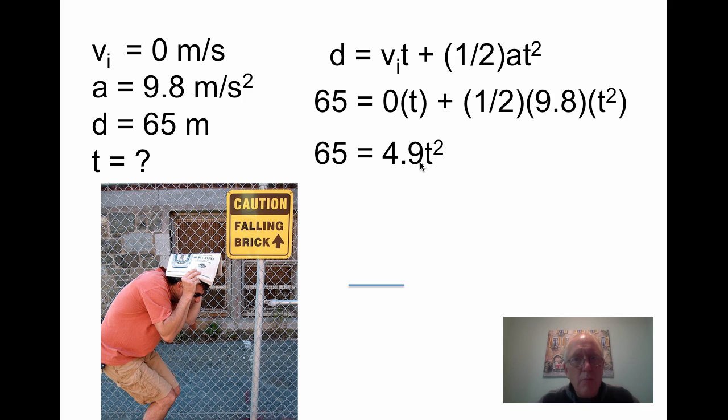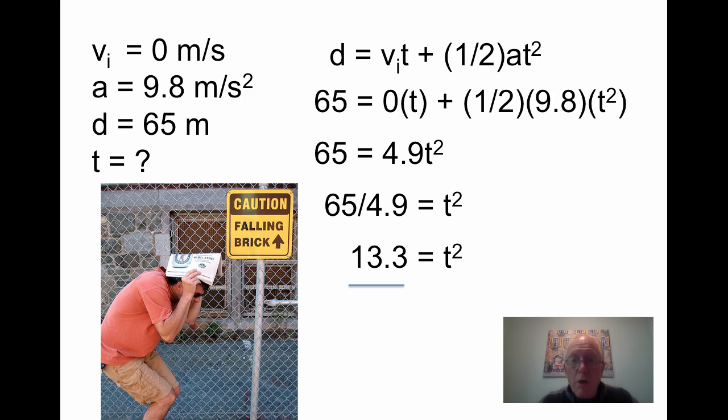So I'm going to get rid of the 4.9 first. I look at the square as being closer to the t, and I'll get the thing farther away. This is t squared, it's right attached to it. So I'm going to get rid of that 4.9 by division. If I divide both sides by 4.9, I'm going to get 13.3 is equal to t squared.